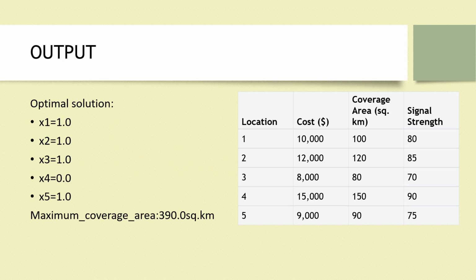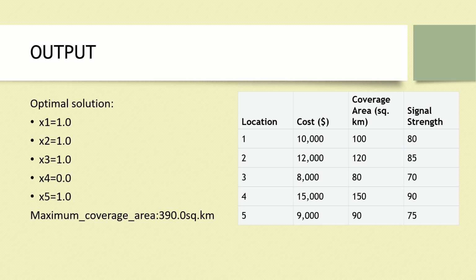and this is the output after running that code, which is x1, x2, x3 and x5 is 1 and x4 is 0, which means we are installing antennas at 1, 2, 3 and 5 together, and we'll get the total budget as $37,000, which is less than 40,000, and the maximum coverage area is 390 square kilometers, which is greater than 200 square kilometers. So this is our optimal solution for this problem.